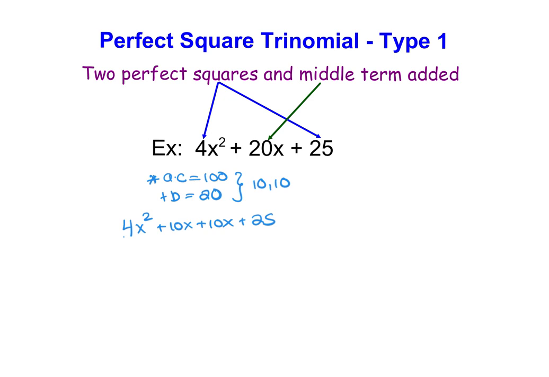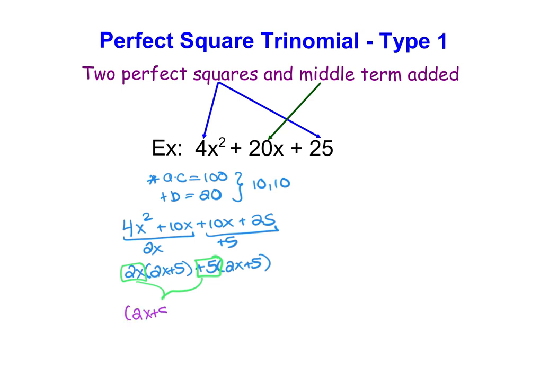And we do our grouping, so we look at each pair. 4 and 10, their greatest common factor is 2, and they both contain an x. So if we factor that out, we get 2x plus 5 left on the inside. And then here we can factor out a positive 5, and we again get 2x plus 5 on the inside. Then we can group 2x and 5 together. And so we end up with 2x plus 5 in the first parenthesis, because both 2x and 5 are being multiplied by our matching parenthesis, which is also 2x plus 5.